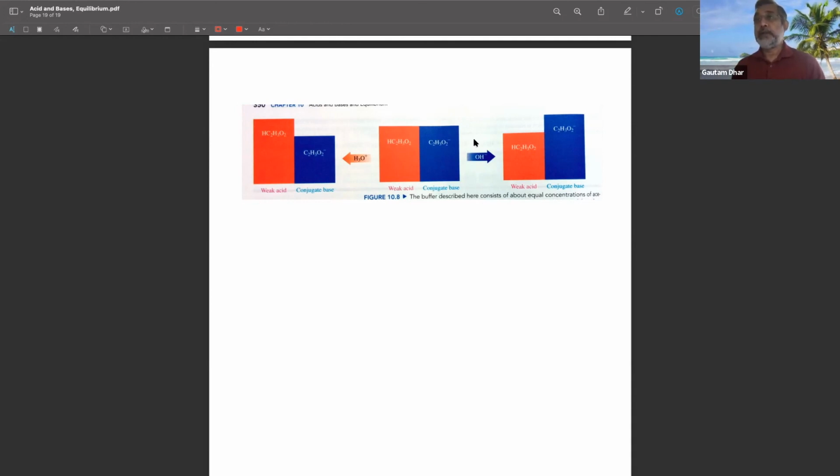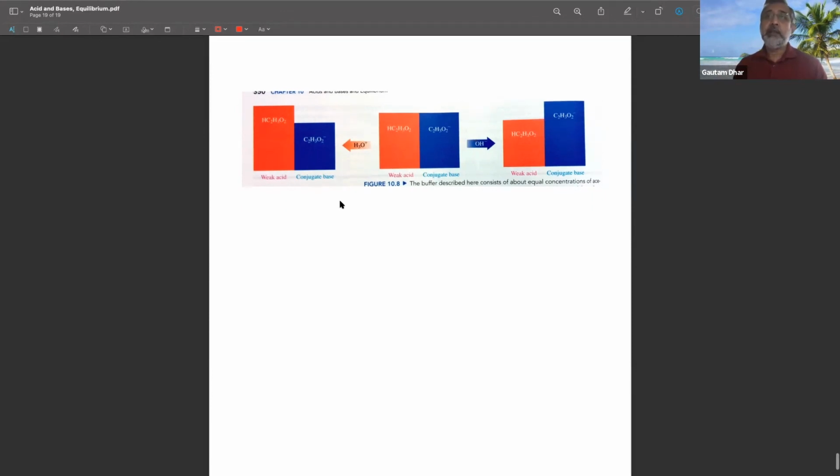So this is buffer action. All you need from here is what a buffer is, and that a weak acid or weak base and its corresponding salt make a buffer. And strong acids do not make a buffer. You have to remember these keywords here. Okay, so I think we are at the end of this chapter now.